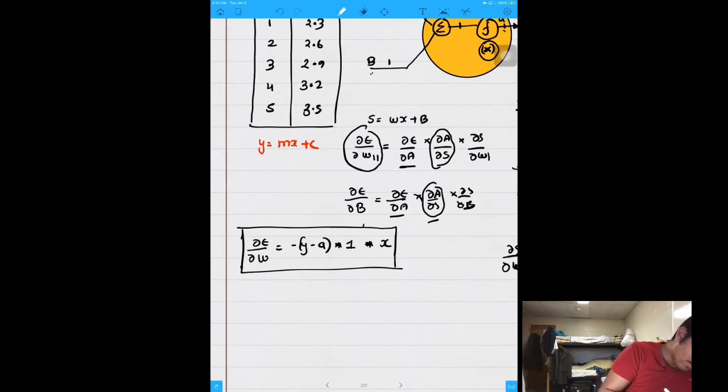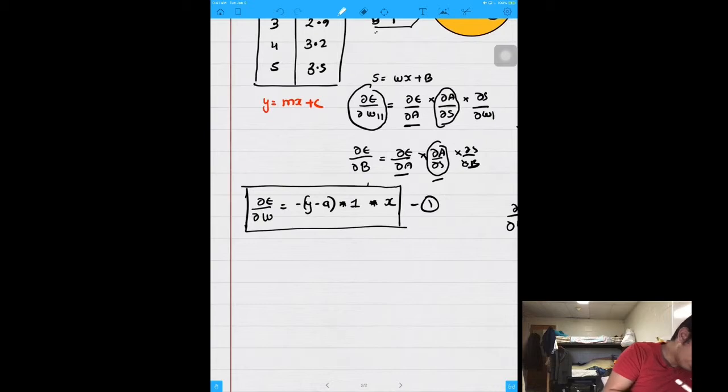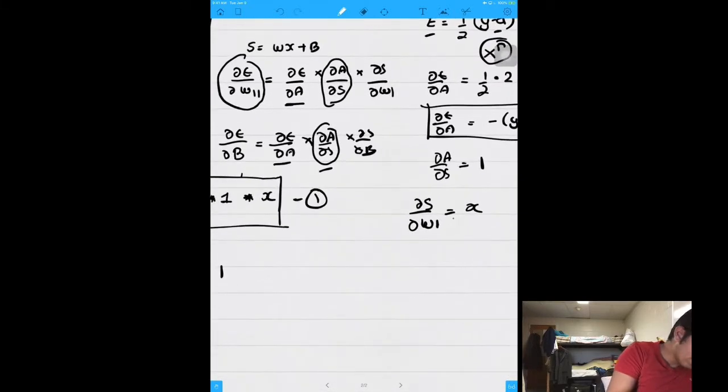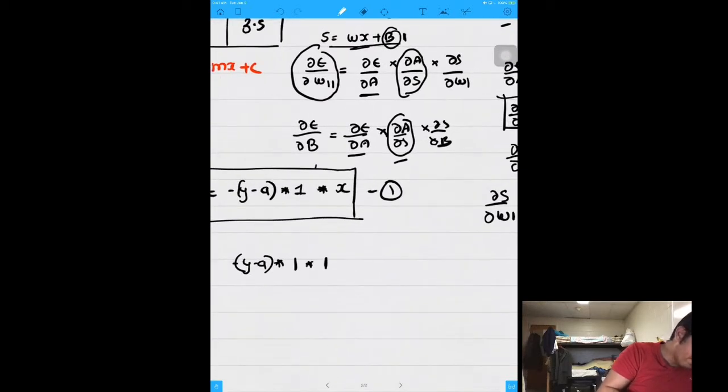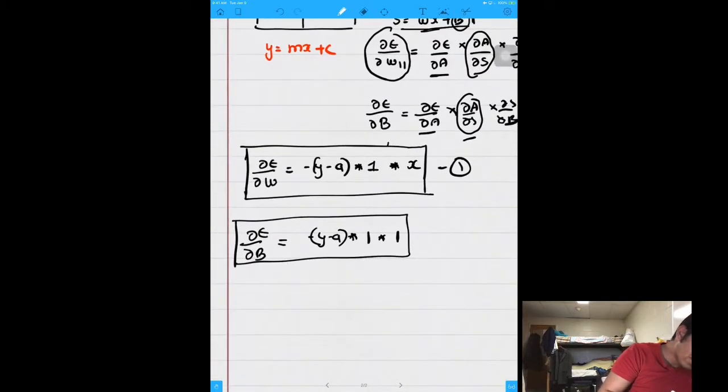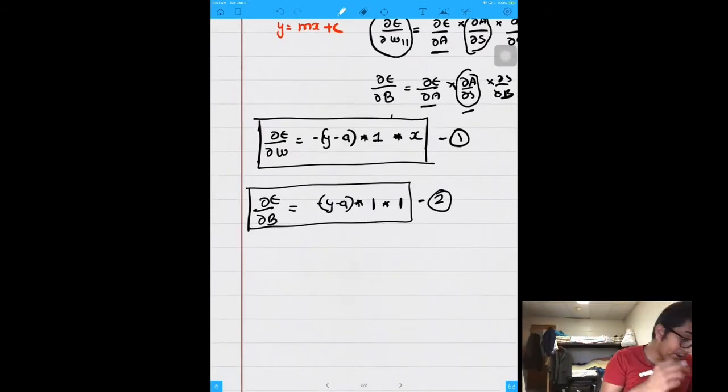Now similarly I need to calculate dE with respect to the bias. dE with respect to dA we already calculated. Then dA with respect to dS is 1, which we already did, and dS with respect to dB is also 1. So this will be 1 as well. So I got my second equation. I got my two equations which I need to program in Python: the gradient of W and the gradient of the bias.